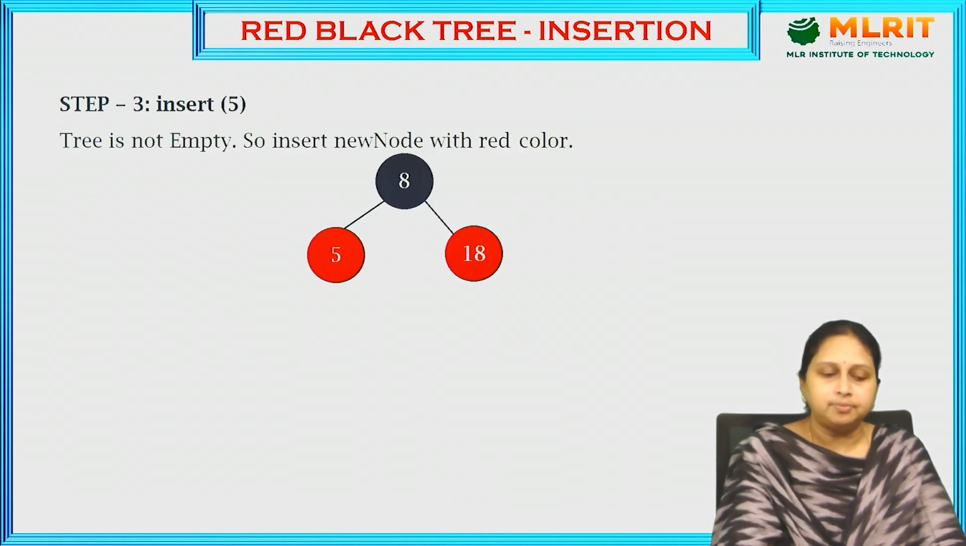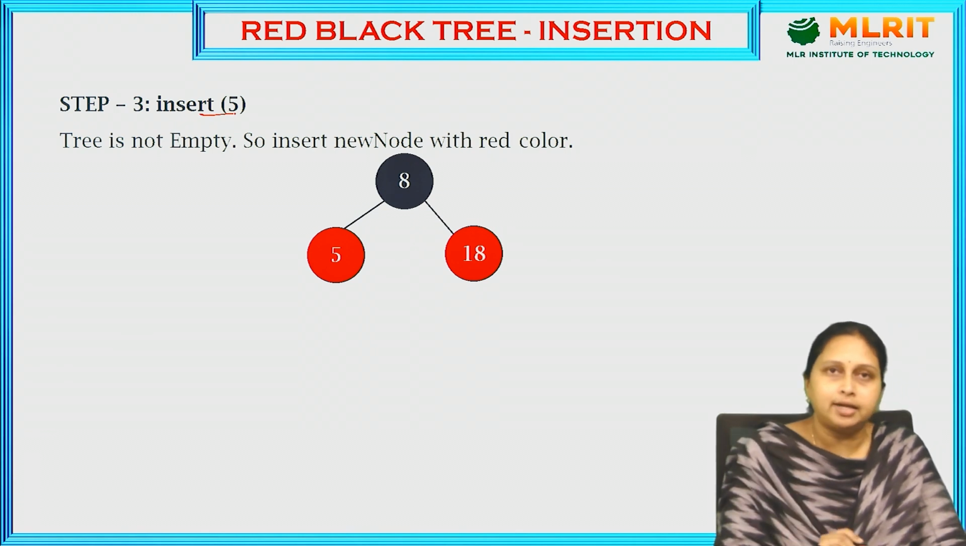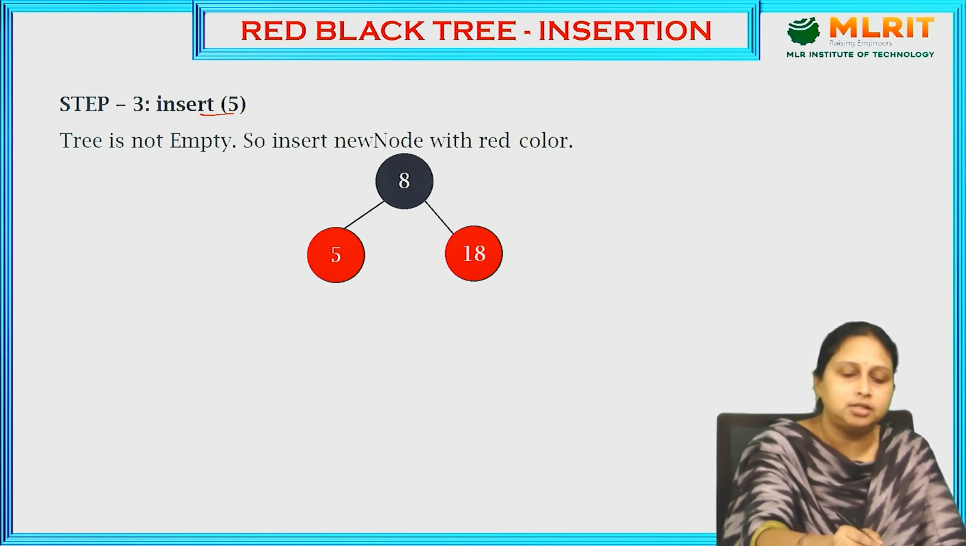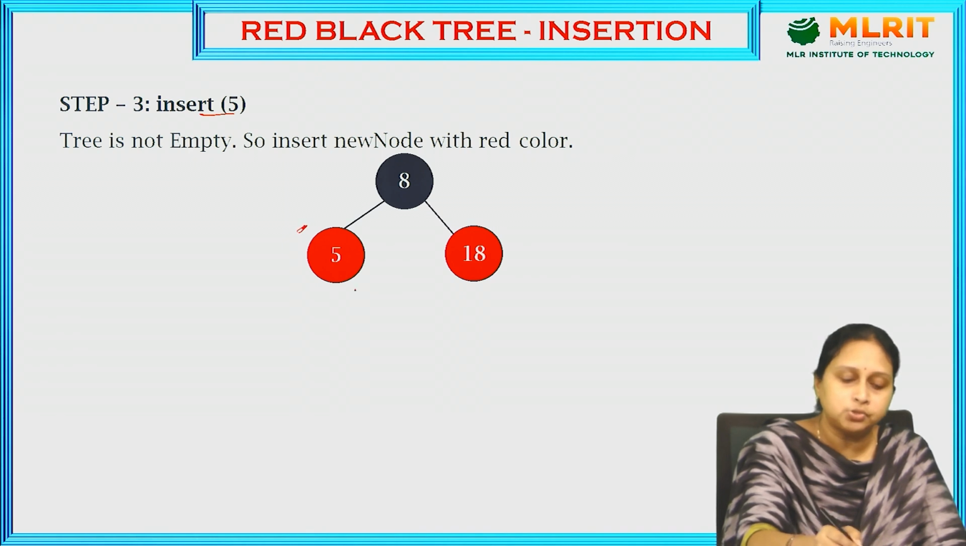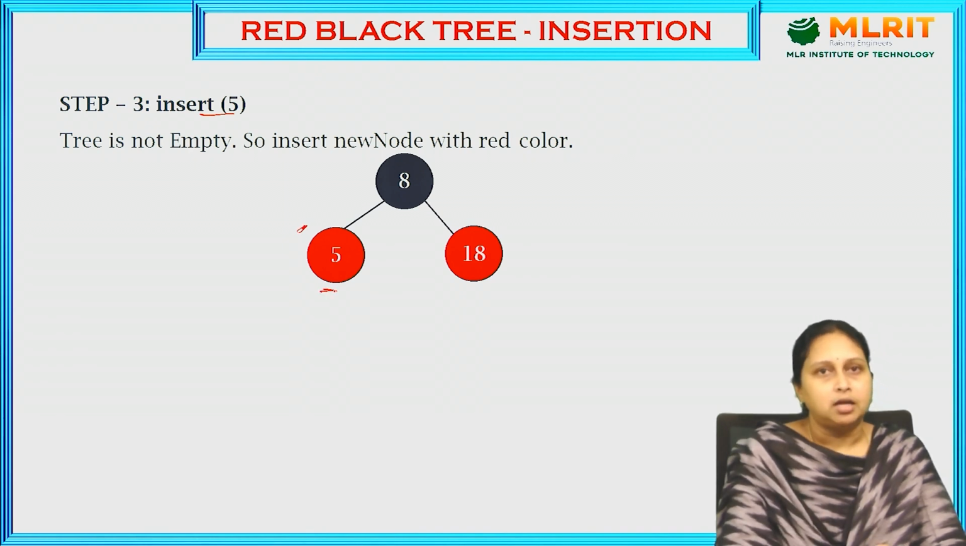Now, insert 5. 5 is less than 8. Where do I need to insert it? On the left of it. So, here I am going to insert a new node, and it should be in the red color.